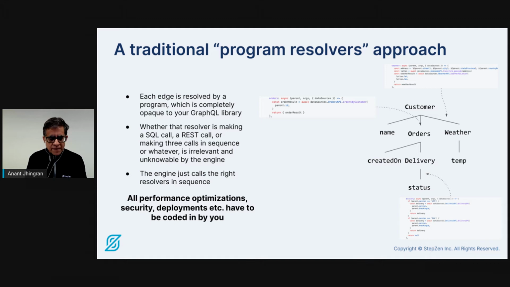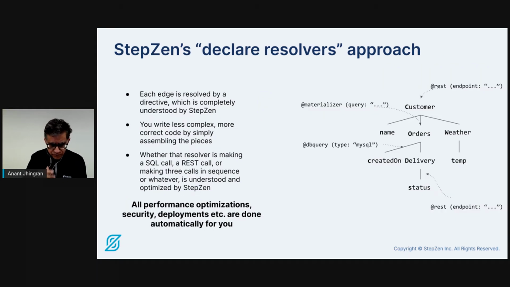The fundamental thing that happens here is that each edge is a program that is just executed by the GraphQL system. It is not understood by the GraphQL system. Therefore, the only thing the GraphQL system can do is call these resolvers as it is walking the tree. And all the kinds of optimizations and all the other things that I talked about in my first slide have to be done by you by hand, using other code, other skills, and other libraries.